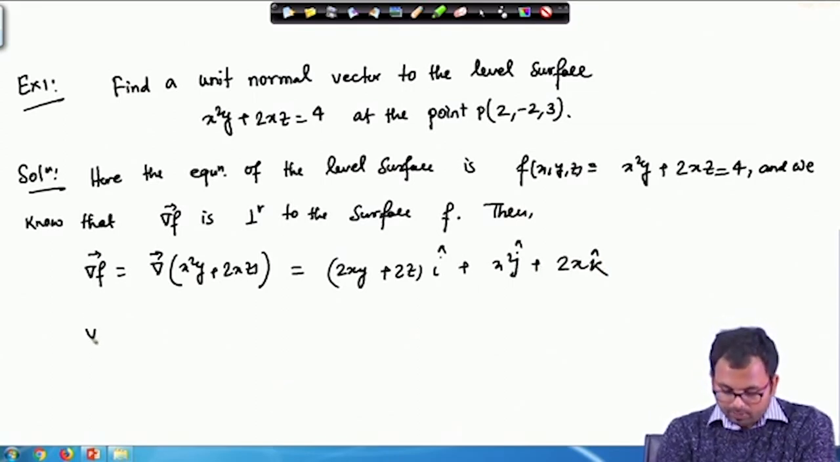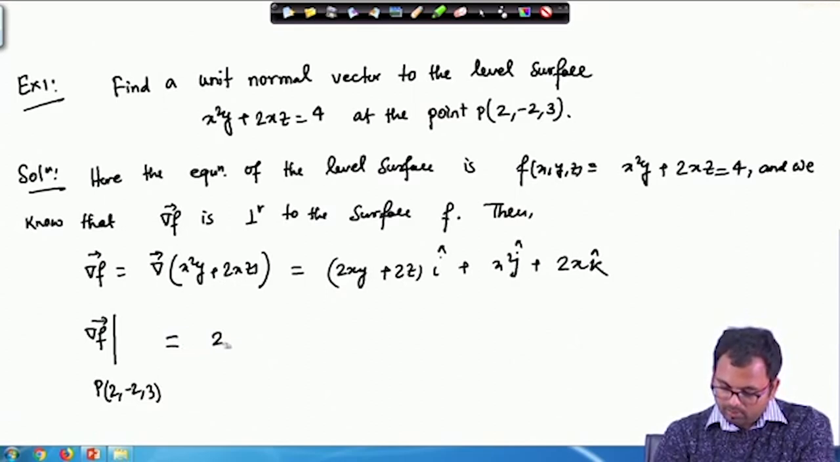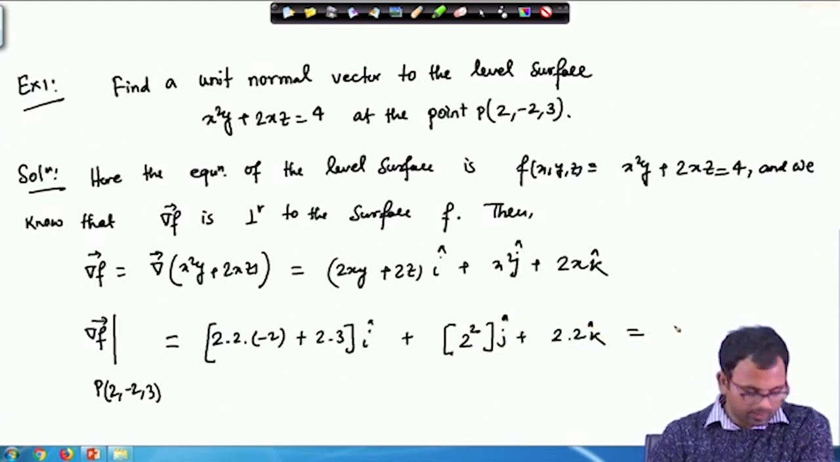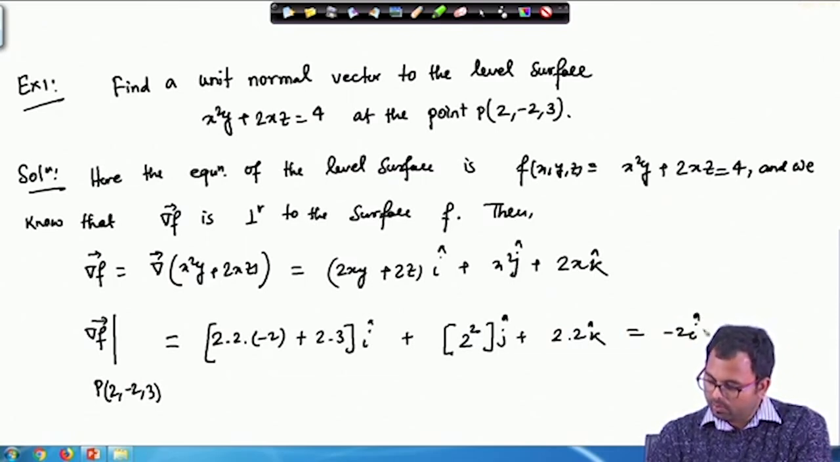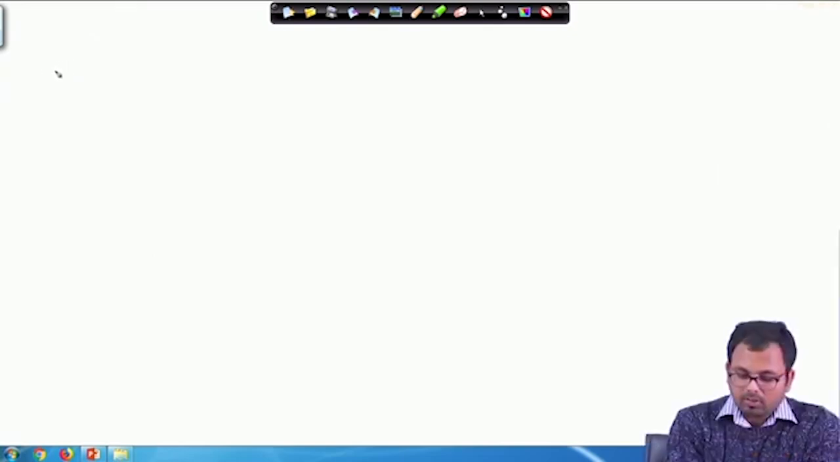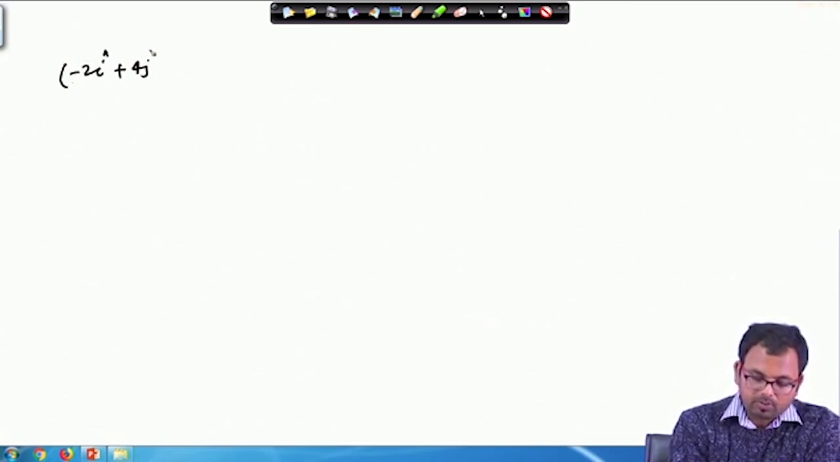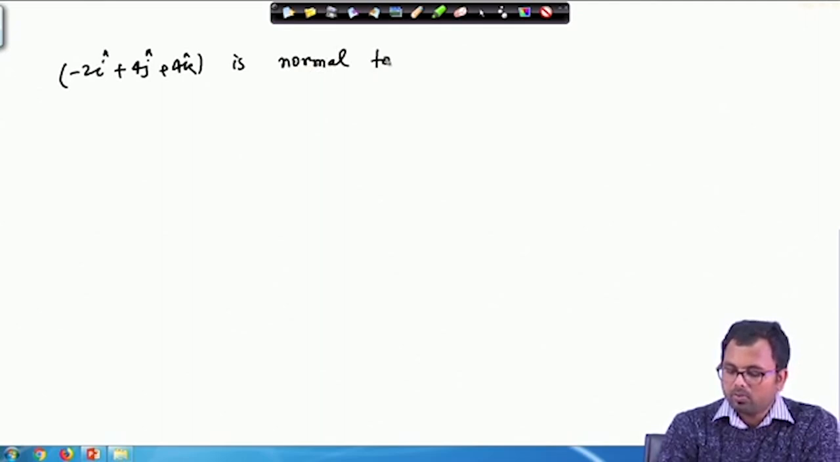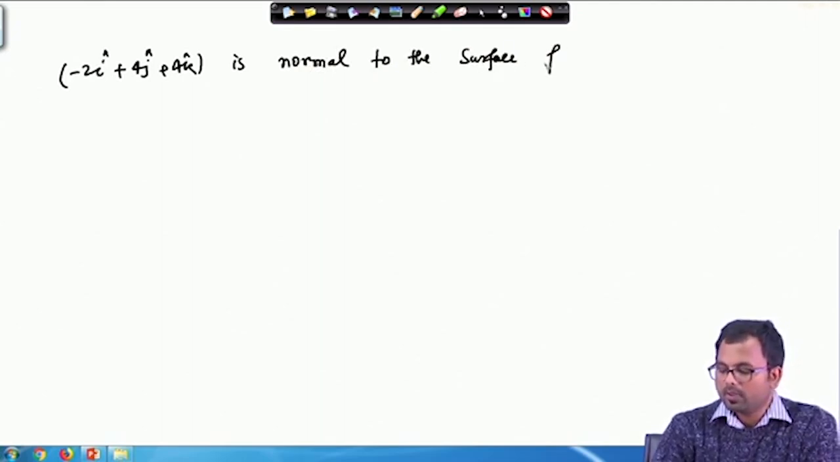Now, the gradient of f at the point P, which is (2, -2, 3). If I substitute, it will be (2 times 2 times -2 plus 2 times 3) times i, plus x square, which is 2 square, times j, plus 2 times 2 k. Ultimately this will be -2i plus 4j plus 4k, and therefore this gradient of f is normal or perpendicular to the surface f(x, y, z).